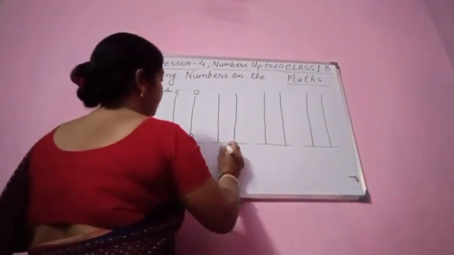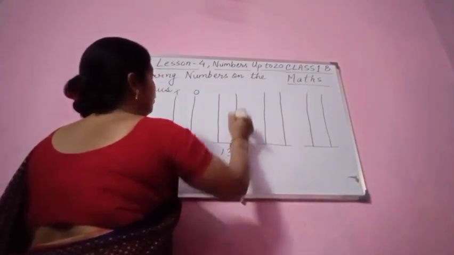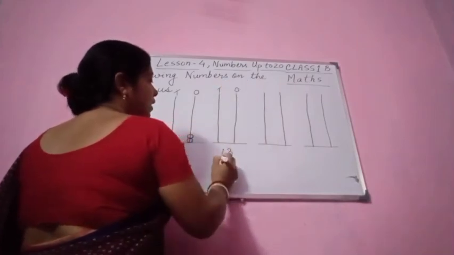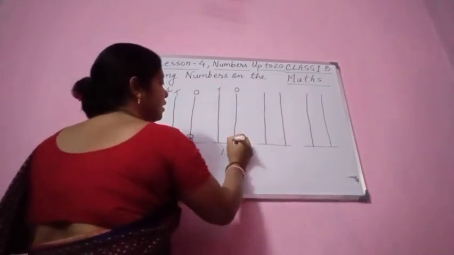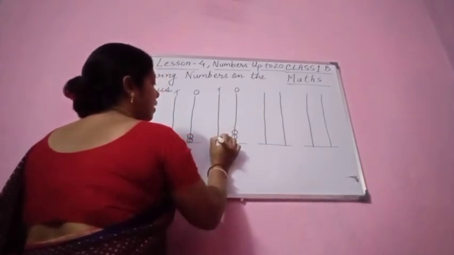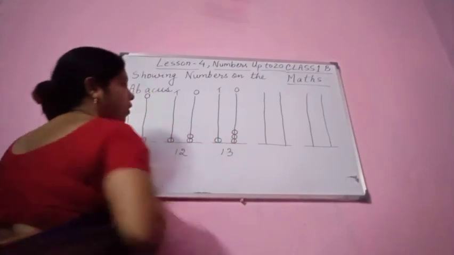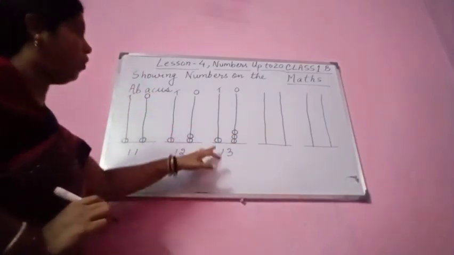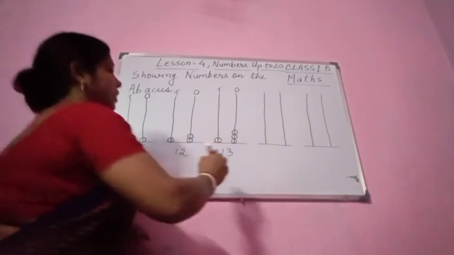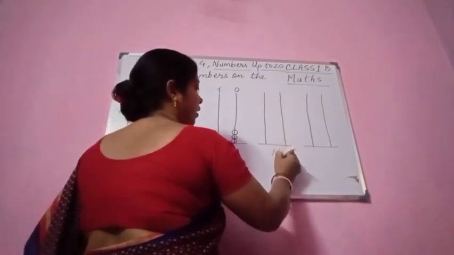Next one you see 13. How are we going to represent it on the abacus? So 13 means 1 ten and 3 ones. So you draw 3 ones here and 1 ten here. One bead you draw in the tens spike. Next one you see 14.